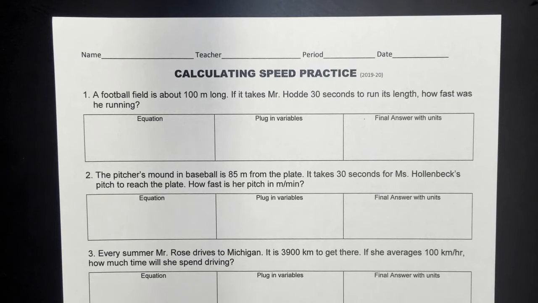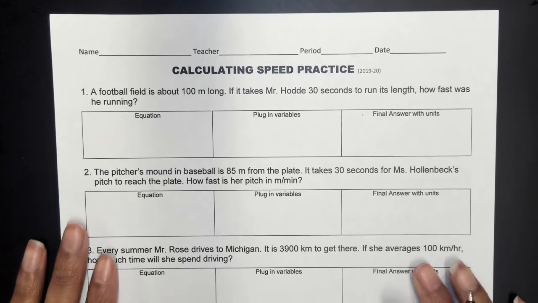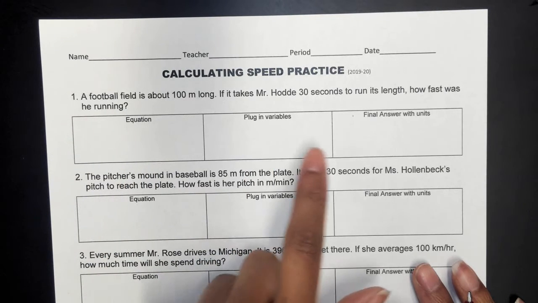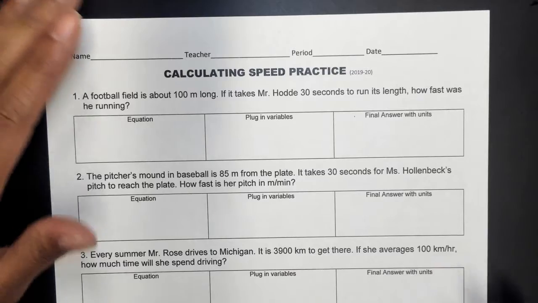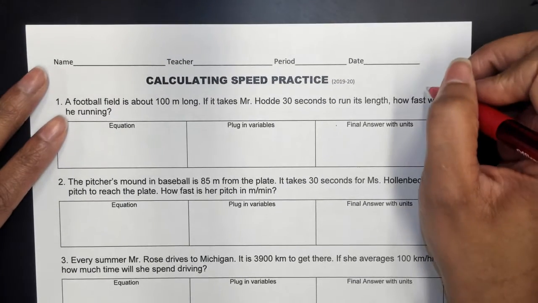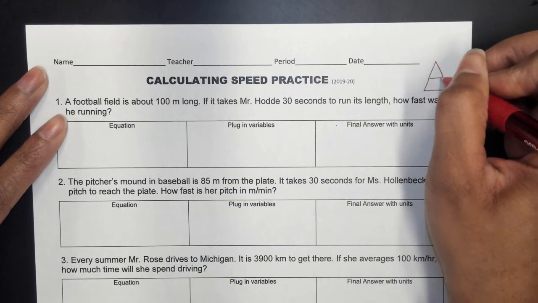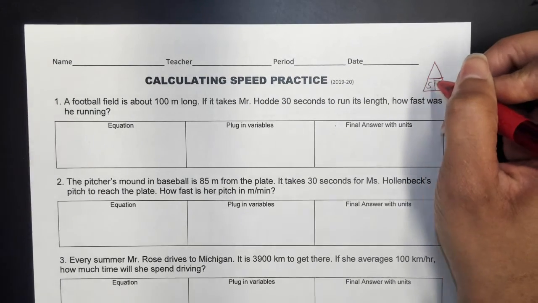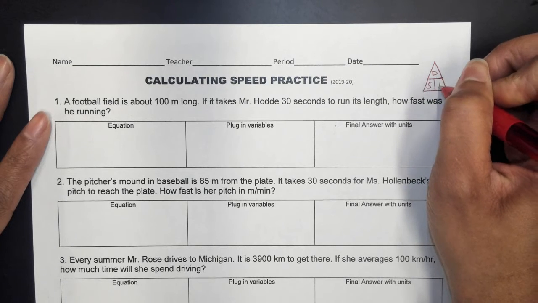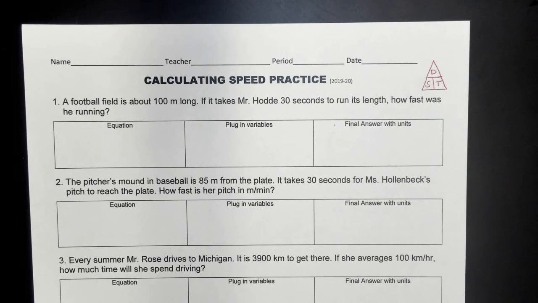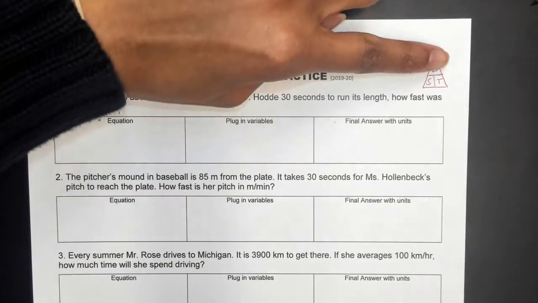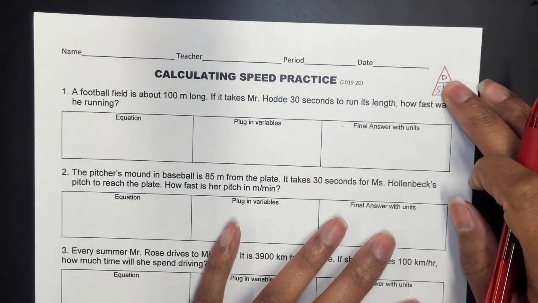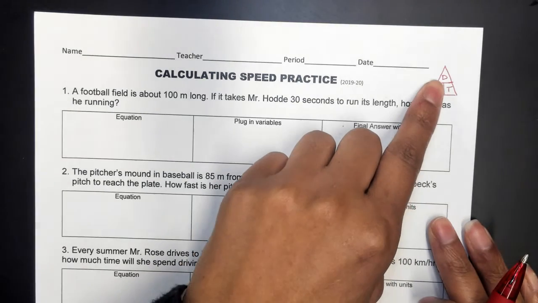Here are the instructions. This one says calculating speed practice. We have to write the equation, plug in our variables, and give our final answer with the units. The first thing I want you to write is your triangle, because that'll help you solve for the variables. S is equal to D over T. If I cover up D, I'm solving for D. What do I do with S and T? If I cover up T, what do I do? Divide. And if I cover up S, what do I do?